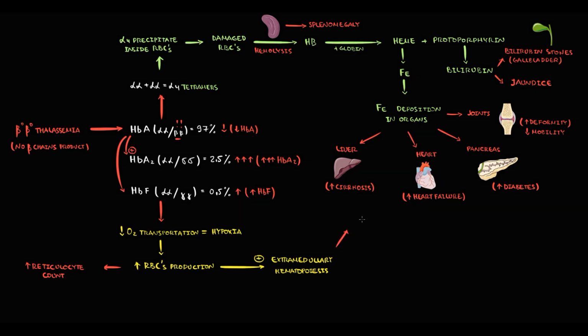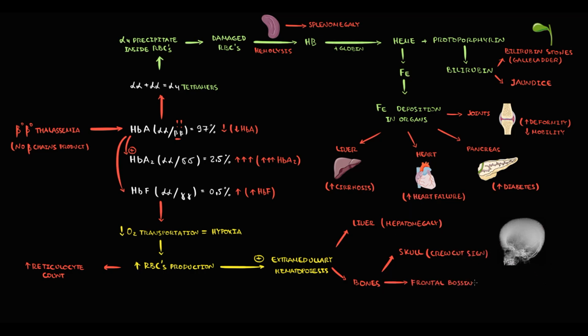First of all, it's liver. With increase in workload on liver, the size of the liver increases. Enlargement of the liver we call hepatomegaly. Also, bones that contain even small amount of bone marrow begin to produce red blood cells. In skull, activation of extramedullary hematopoiesis causes crescent sign on X-ray, frontal bossing, and maxillary overgrowth.